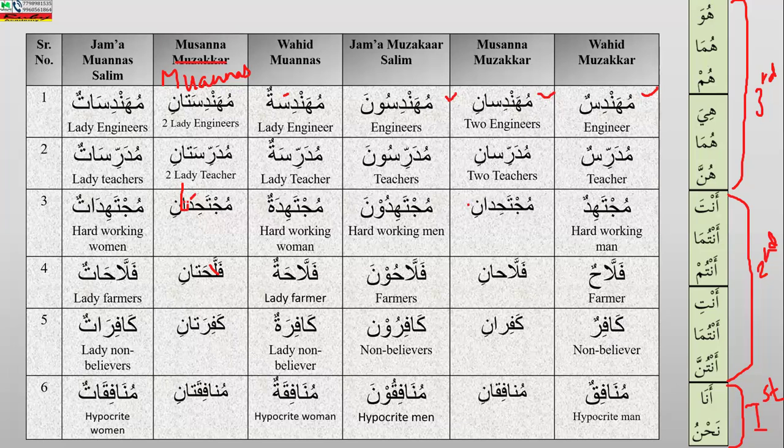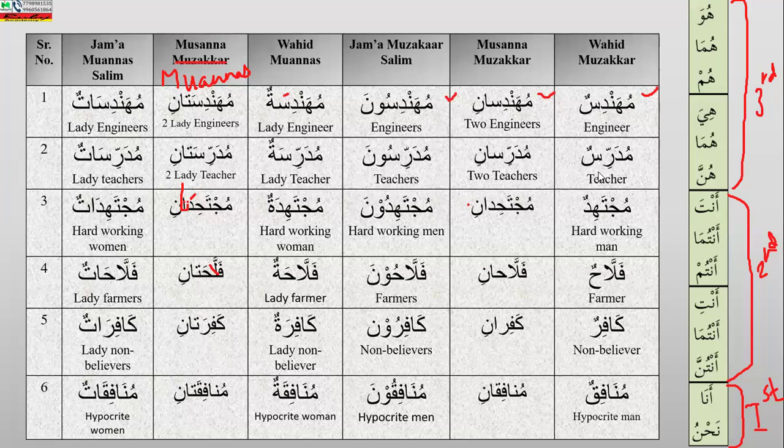Huwa mujtahidun. Huma mudarrisani. No, you take the same word so others can understand. You take any one word, but take one row. Yes, ma'am. Okay. This is the third person I am using. Use all pronouns and make the sentences for mudarris.